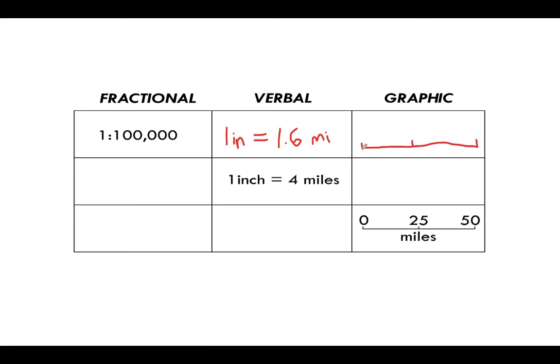And we're going to assume that the distance from here to here is 1 inch, and this from here to here is also exactly 1 inch and perfectly straight. So if that's the case, it would have a 0 there and then a 1.6 and 3.2, and you could do miles down there. It would look something like that.